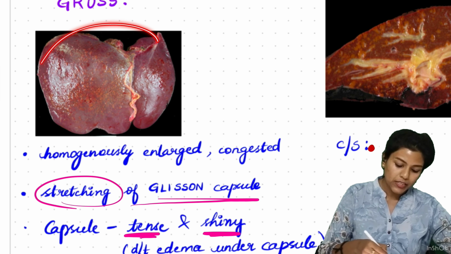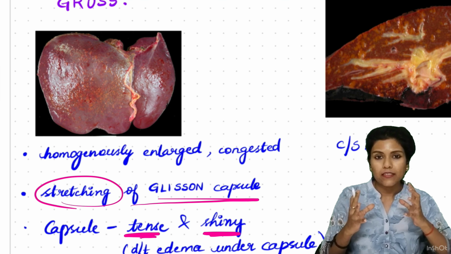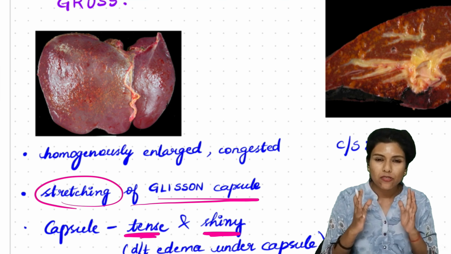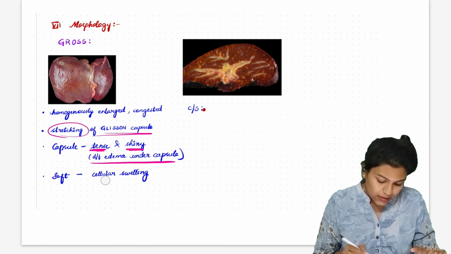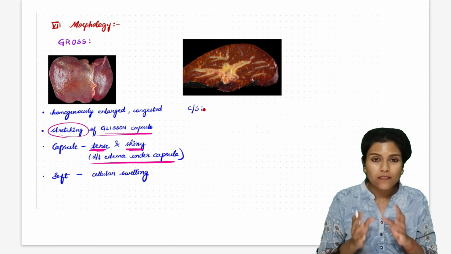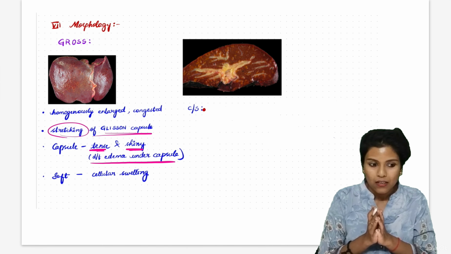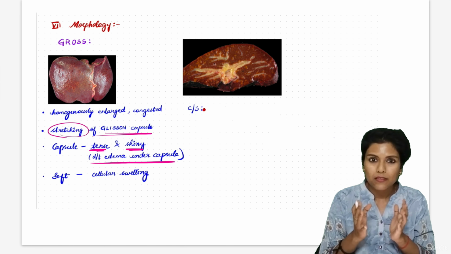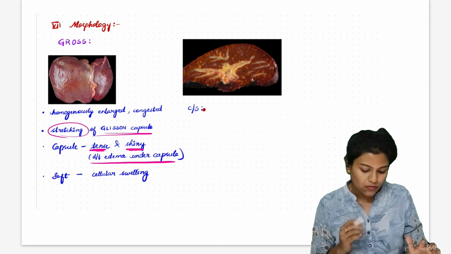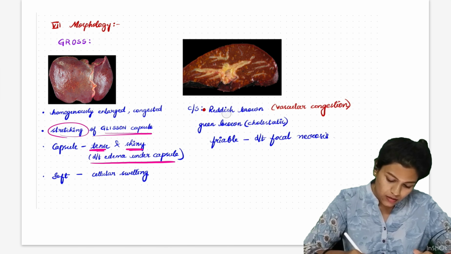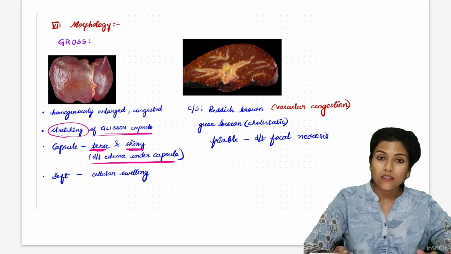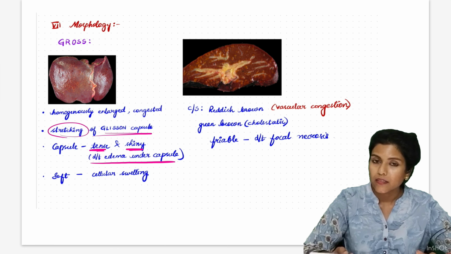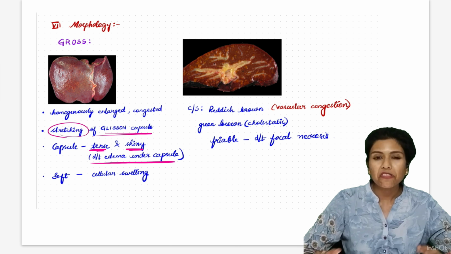So it is uniformly enlarged and appears tense. The capsule will be stretched. It appears tense and shiny because of edema underneath it. And it is usually soft because of cell swelling. It appears like a pudding, that soft. On cut section, it is reddish brown because of vascular congestion. Inflammation will cause vascular congestion. The vascular sinusoids will be congested. Therefore, upon cutting it, it appears reddish brown.